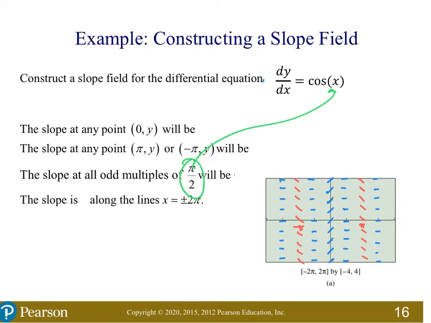What about at 2 pi? We should be filling in our blanks as we go. The slope at any point 0, y, we determined would be 1. The slope at any point pi or negative pi would be -1. The slope at all odd multiples of pi halves we determined would be 0. So along 2 pi, if we plug in plus or minus 2 pi, we are again going to get a slope of 1 along all of those lines. So I'll be back to a slope value of 1.